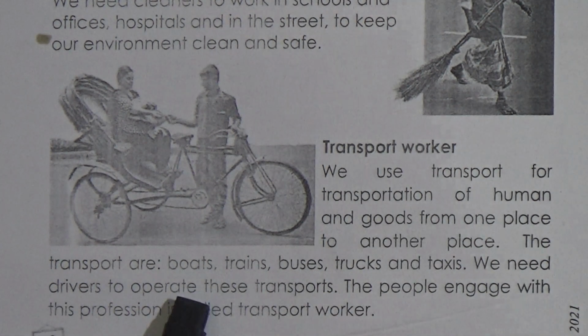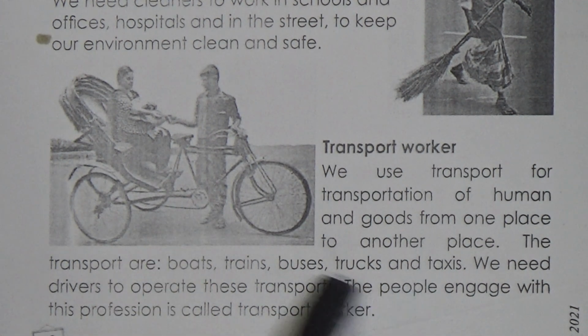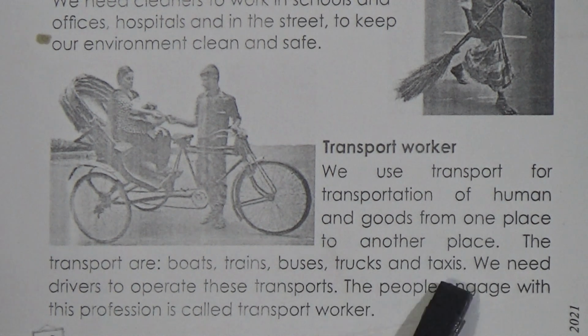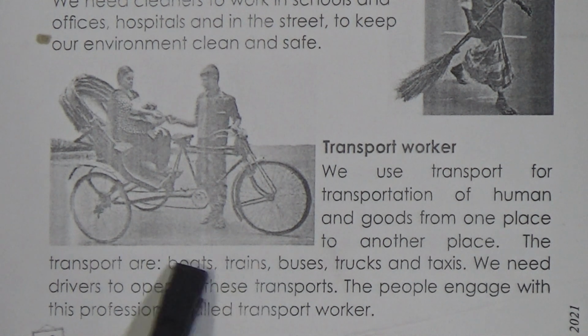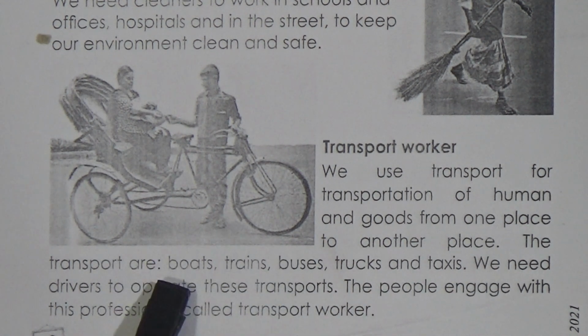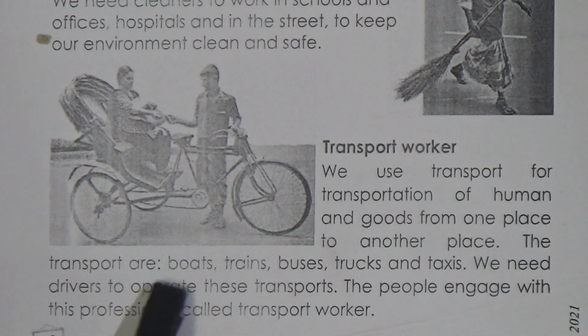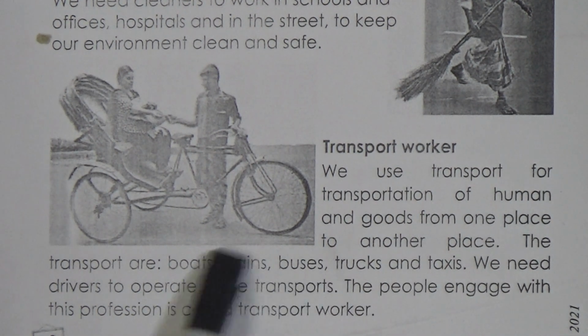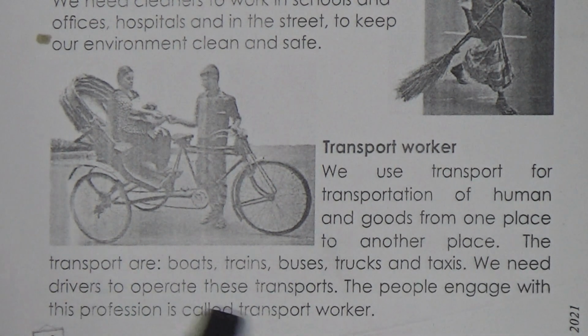The transport are boats, trains, buses, trucks and taxis. In some areas buses, trucks and taxis will be seen, but in some specific cases, like if we want to go from Dhaka to Chattogram or Dhaka to Sylhet, we can travel by bus. At the same time we can travel by train. And by boat, if we want to go to any riverside area. We need drivers to operate this transport.